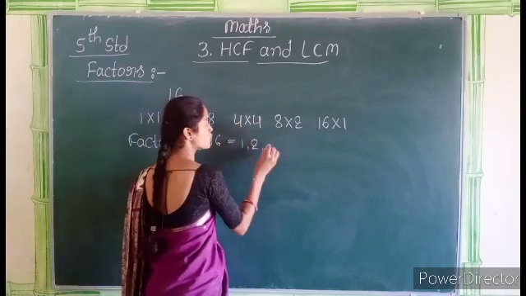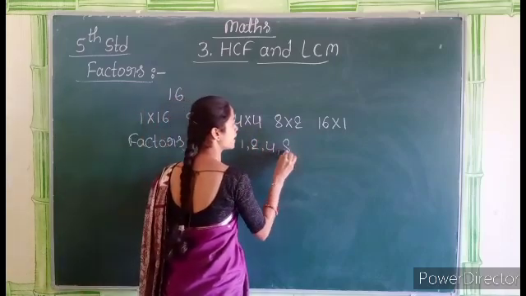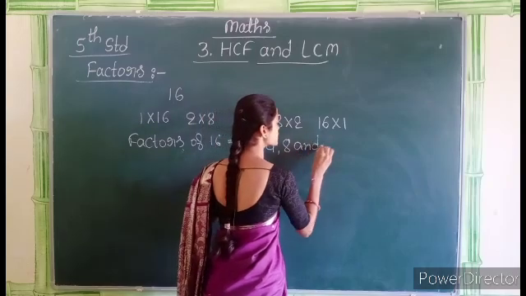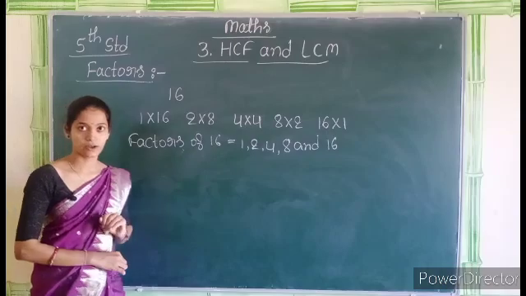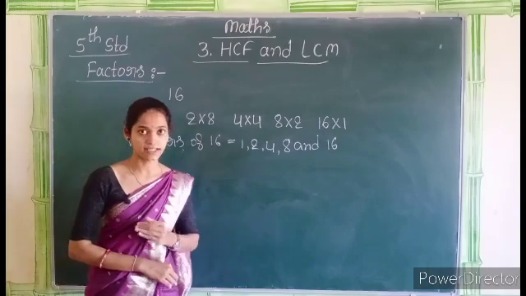Factors of 16: 1, 2, 4, then 8 and 16 are the factors of 16. Okay, let us see another example.